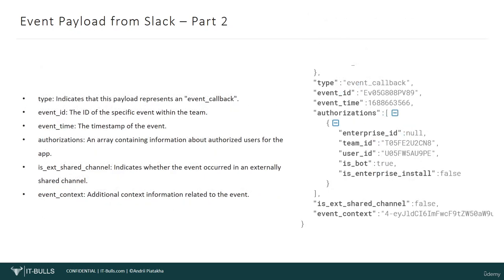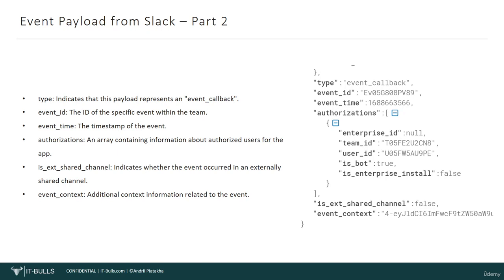Type indicates that this payload represents an event callback, but obviously different types can be here. Event ID, the ID of the specific event within the team. Event time, the timestamp of the event. You can see that it is just a little bit different format. In event TS we have better precision, and this is regular Unix time format.